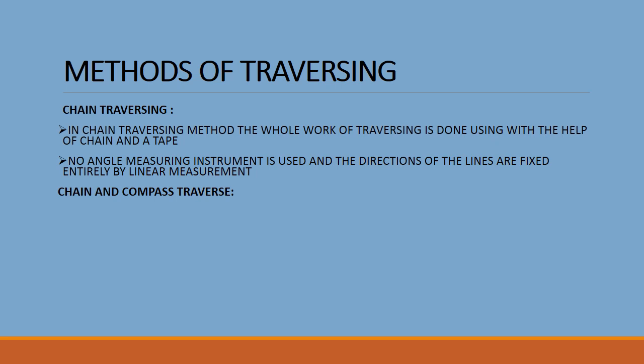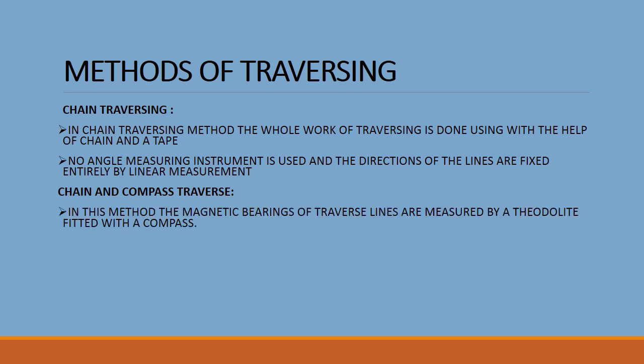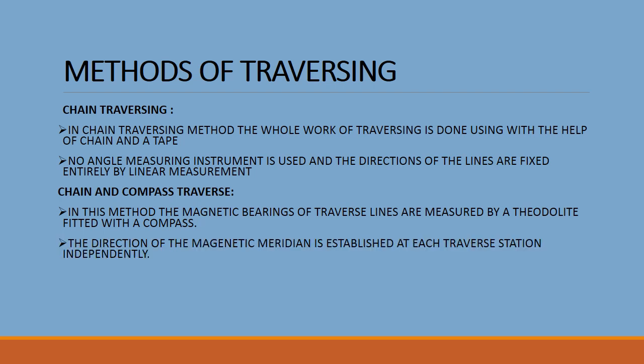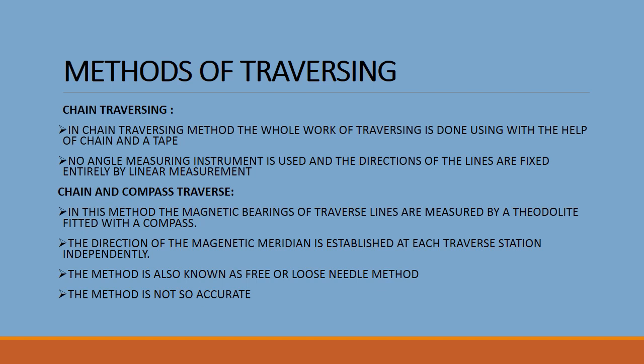Chain and compass traversing. Now what is different? What is the next method, that is, chain and compass traverse? In this method, the magnetic bearing of the traverse lines is measured by a theodolite fitted with a compass. The direction of the magnetic meridian is established at each traverse station independently. Here in chain and compass traverse, the direction of the magnetic meridian, which we use for measuring the direction or the angle, is established at each traverse station independently. The method is also known as free or loose needle method. Now this method is not so accurate.